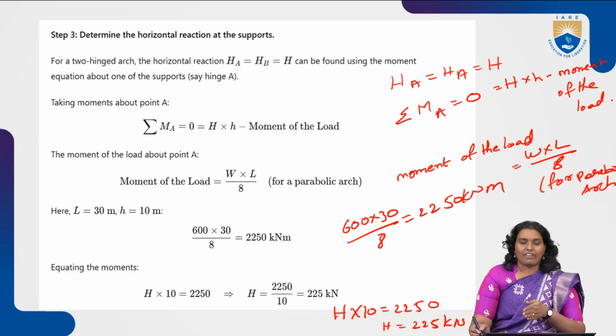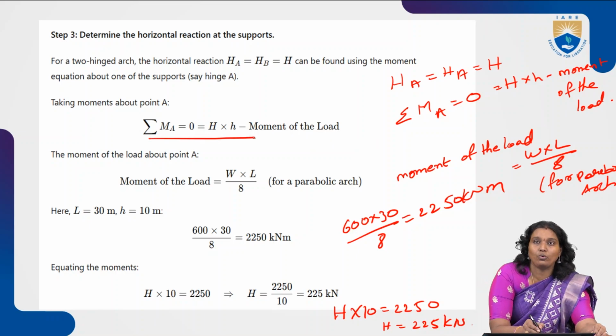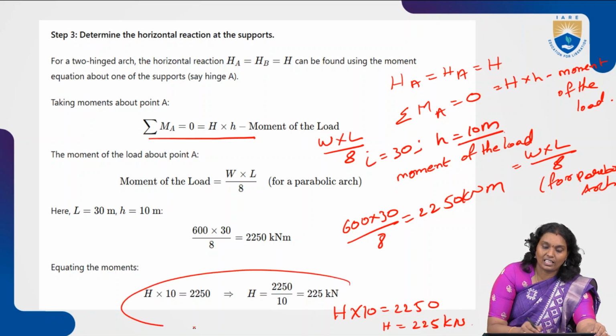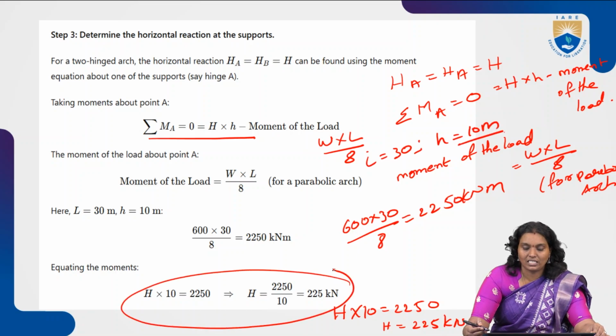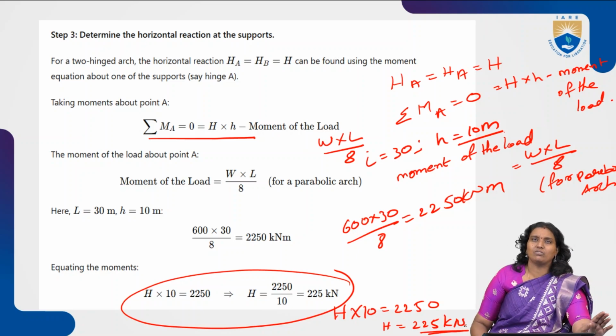So like this we are finding the moment of the load. We know the moments with respect to A, and the load distributed is WL by 8 for a parabolic arch. We know L is equal to 30 meters, h is equal to 10 meters. Calculating, we finally get the horizontal reaction equal to 225 kilonewton. Like this we are finding the various reactions.